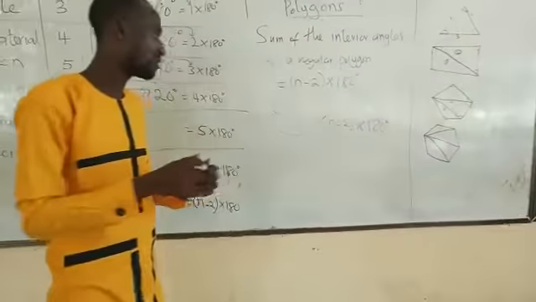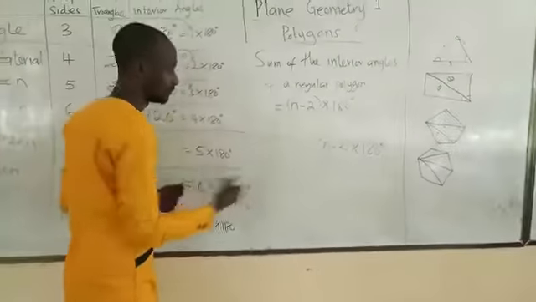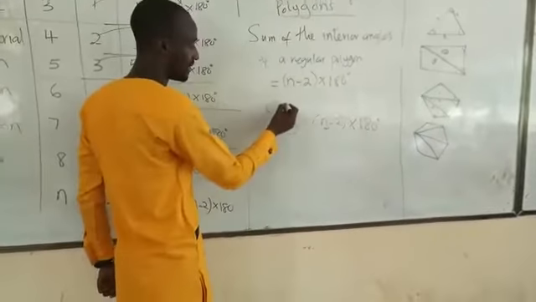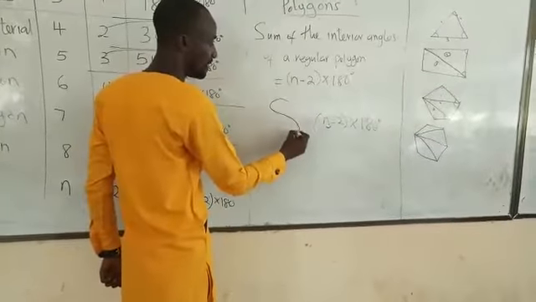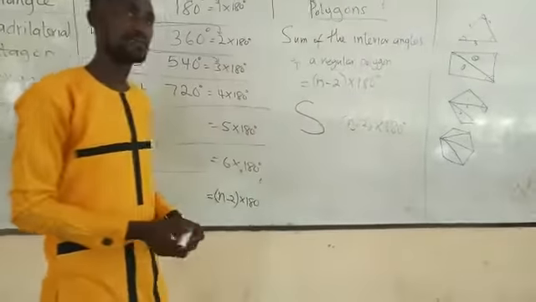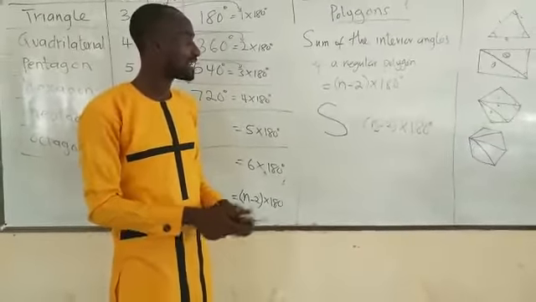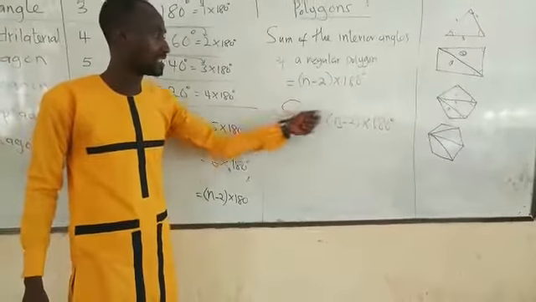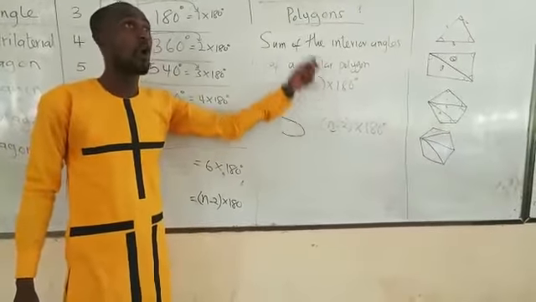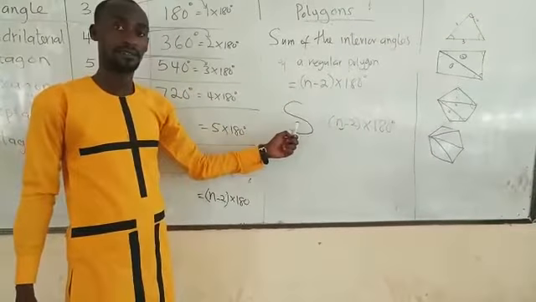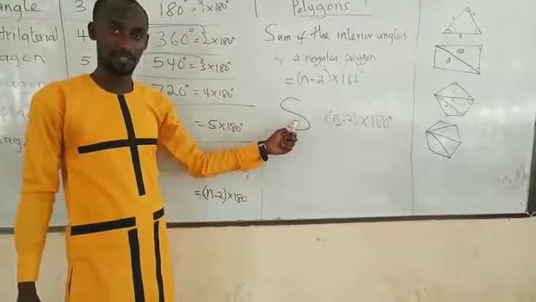So here the variables are just 2. The number of sides, which is represented by n, and the sum of the interior angles, which is represented by S. So the questions are just going to be in two ways. Either they ask you to find the sum, then they are supposed to give you the number of sides, or they will give you the number of sides for you to find the sum of the interior angles.